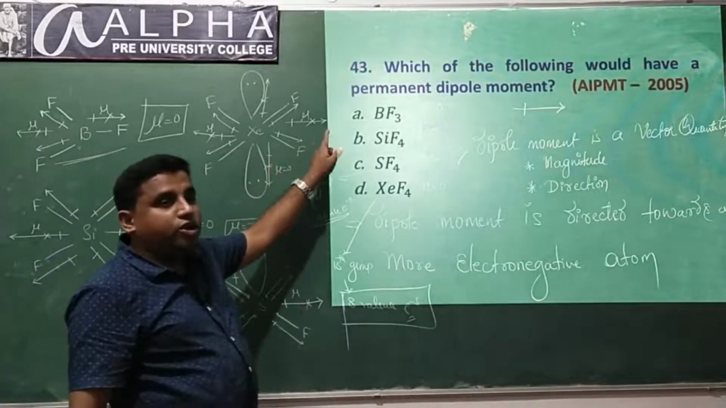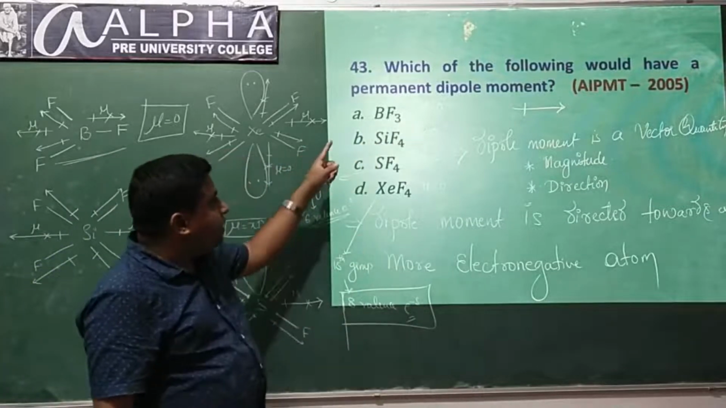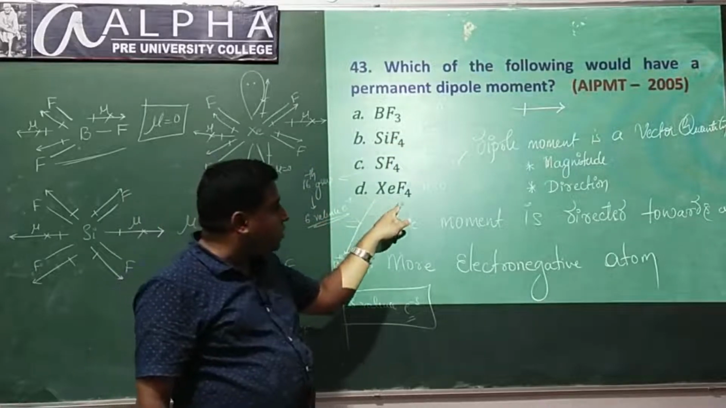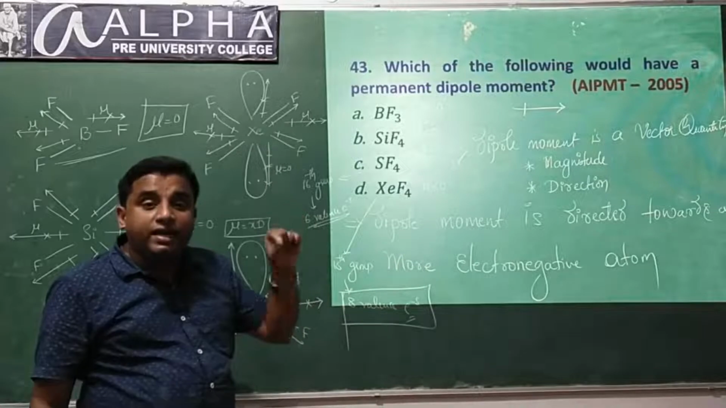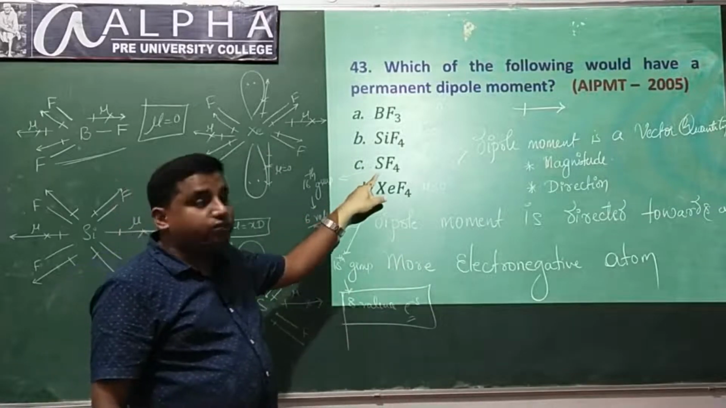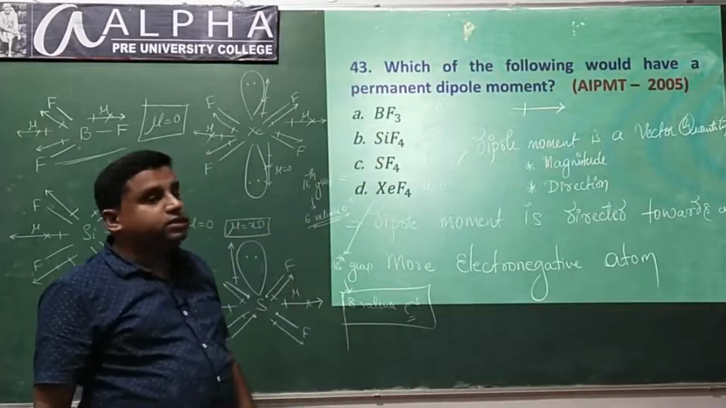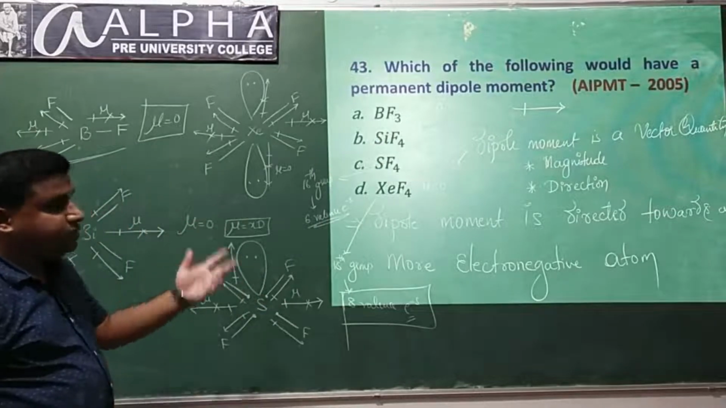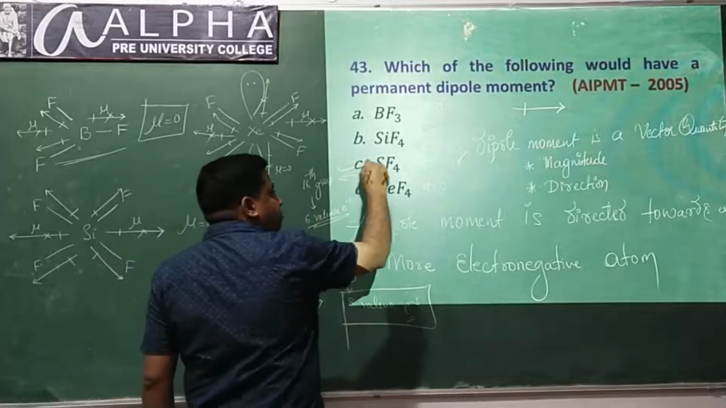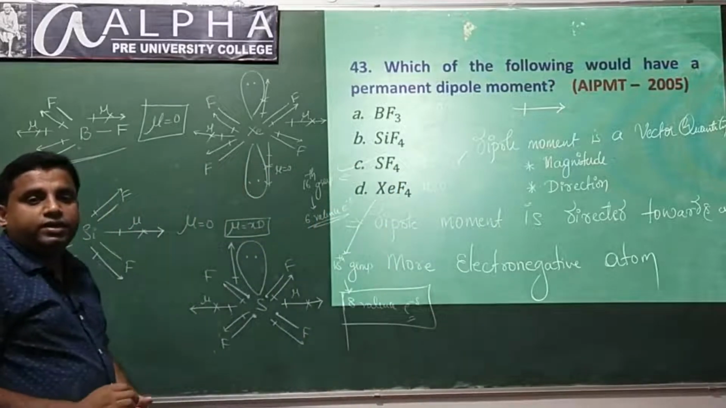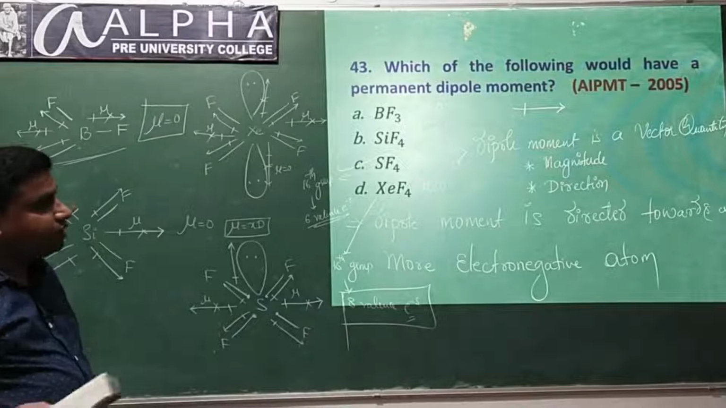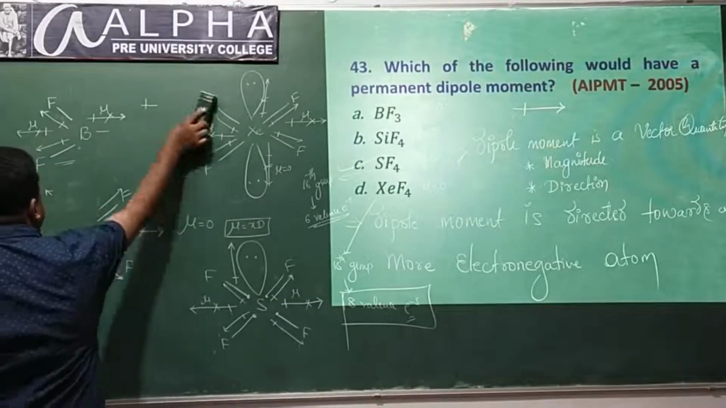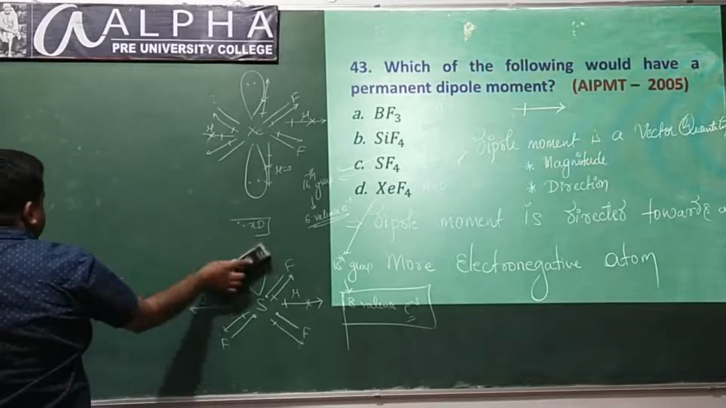The net dipole moment on boron trifluoride is 0. The net dipole moment on silicon tetrafluoride is also 0. The net dipole moment in xenon tetrafluoride is also 0. But there is a net dipole moment in sulfur tetrafluoride. The question is, which of the following would have a permanent dipole? Yes, of course, the answer is option C, sulfur tetrafluoride. Any doubts? Good.